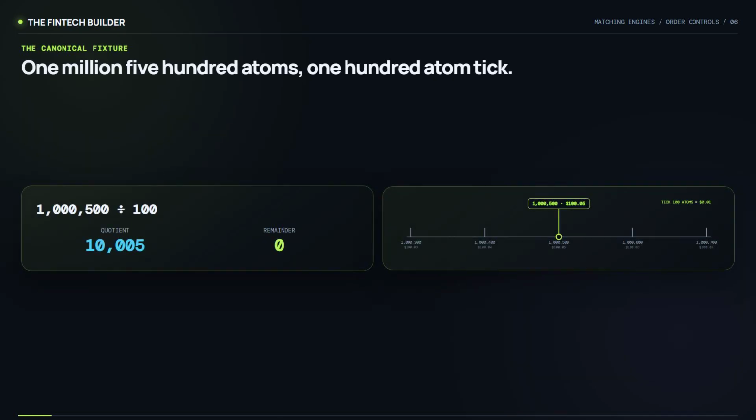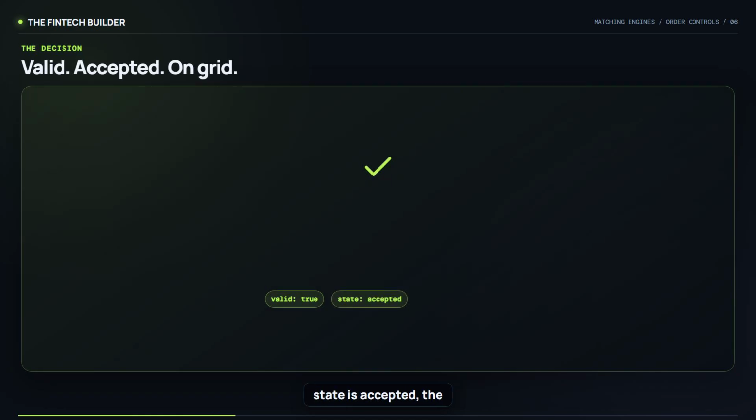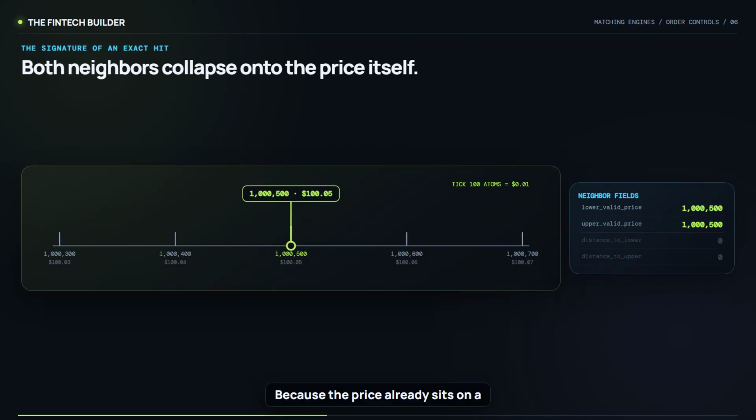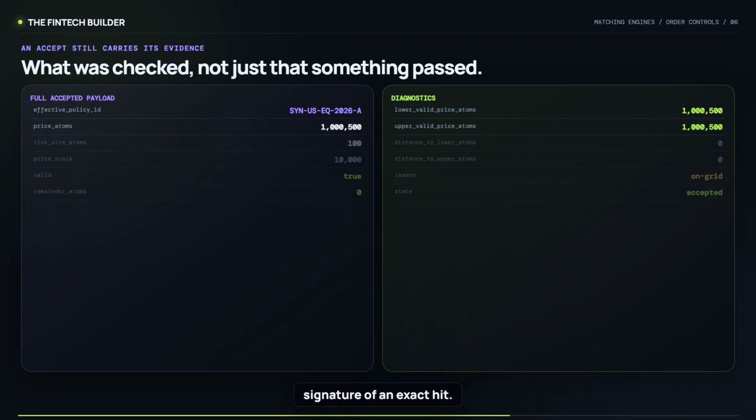Run the canonical fixture. 1,500,000 atoms divided by a 100-atom tick. The quotient is 10,005, and the remainder is 0. The price is valid, the state is accepted, the reason is on grid. Now, look at the neighbors. Because the price already sits on a mark, the lower valid price and the upper valid price are both the price itself, and both distances are 0. That symmetry is the signature of an exact hit. An accepted decision still carries its policy identifier, its scale, and its remainder because an operator reading the record later needs to see what was checked, not just that something passed.